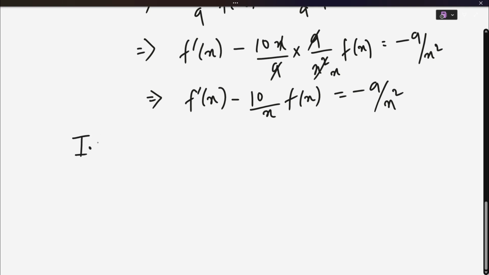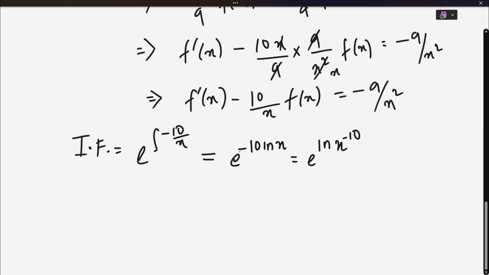We know the integrating factor is simply e to the power integral of p dx, right? Where p is the coefficient of f of x. So it's basically minus 10 by x. Now what is this? This should basically be minus 10 ln of x, which you can write as e to the power ln of x to the power minus 10, because the coefficient goes inside the log. And since ln also has base e, this is simply x to the power minus 10.